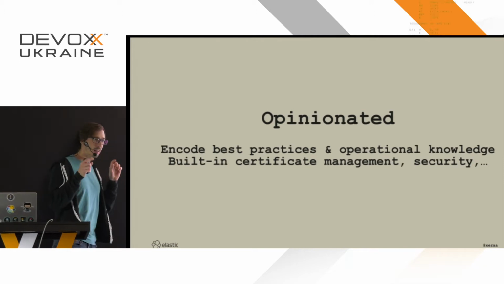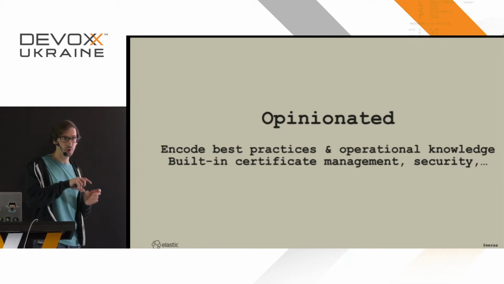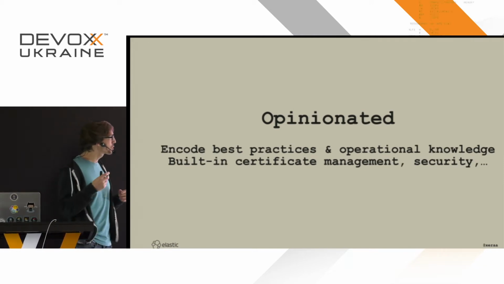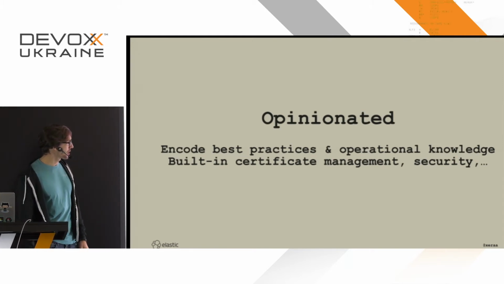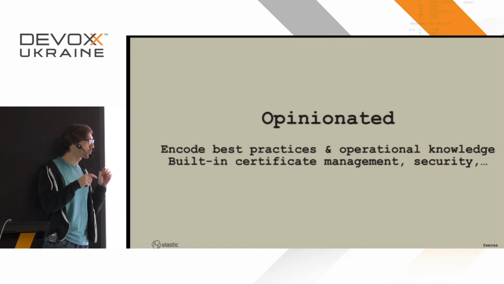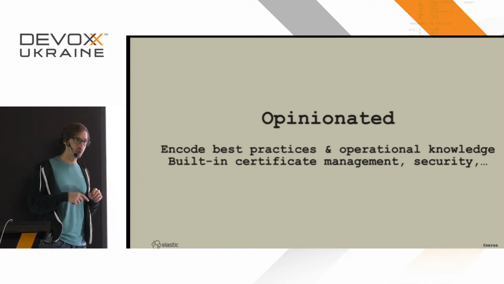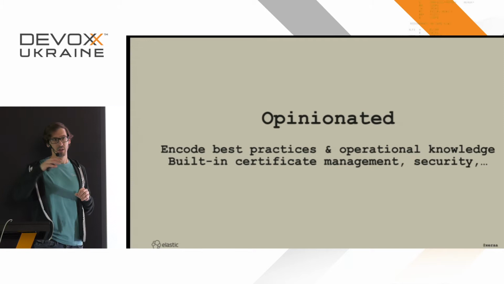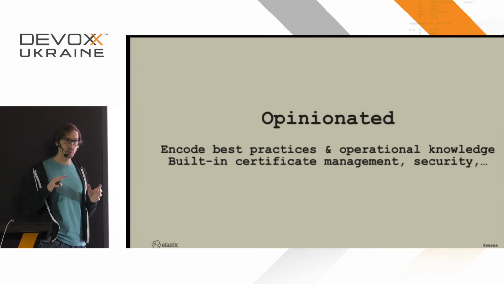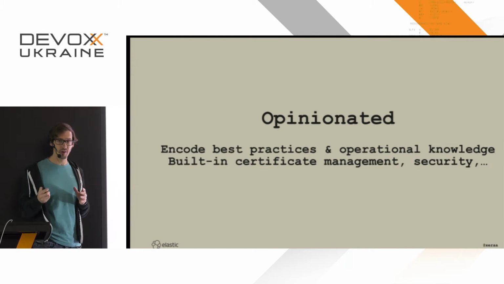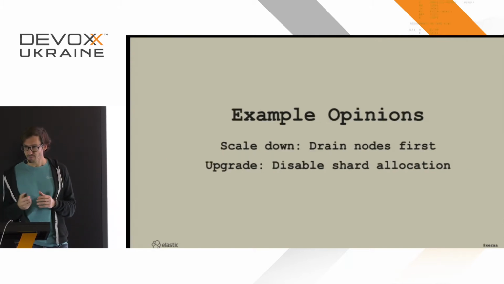And unlike the Helm chart, this one is opinionated. So it does encode best practices and operational knowledge. So it knows how to do stuff the right way. So it will create certificates, it can replace certificates, it can scale up and down, and it does that in a way that we think is the right approach to actually run that on our images.